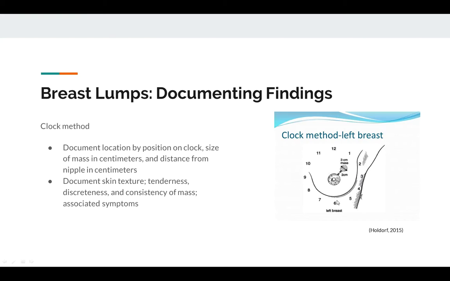This is a left breast, and so 1 is towards the axilla. On the right breast, the 1 o'clock would be towards the midline or towards the sternum. You also see that the mass is described by its location from the nipple line or from the areola and also its diameter. You also want to make sure that you document skin texture, whether there's any alterations in the tenderness, discreteness, or consistency of the mass, if there's any other symptoms associated with it.